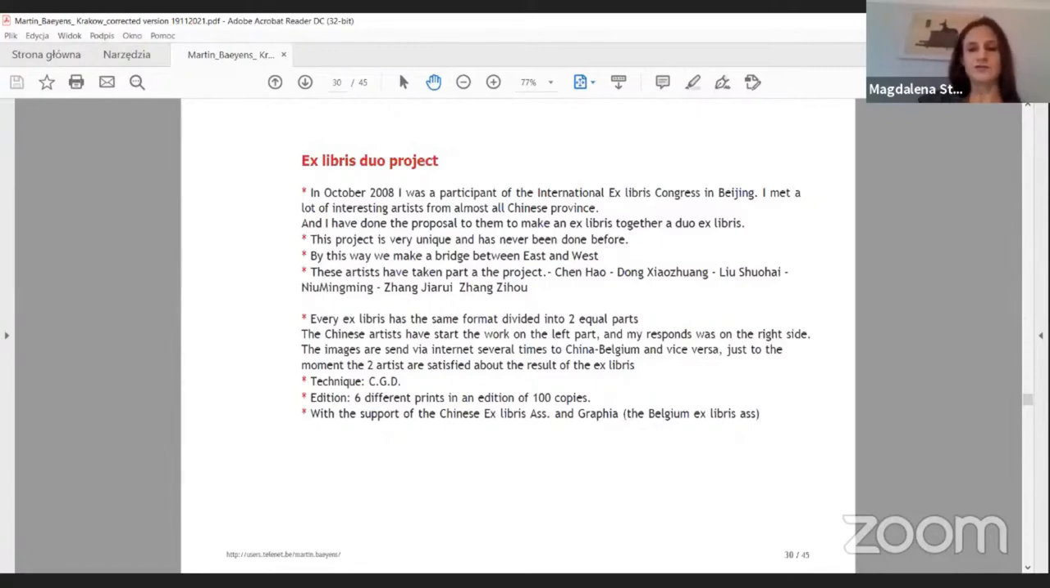The images were sent via internet several times to China, Belgium, and vice versa, until the two artists were satisfied with the results of the Ekslibris. The technique is CGD, and 6 different prints were made in an edition of 100 copies, with the support of the Chinese Ekslibris Association and Graphia, the Belgian Ekslibris Association.